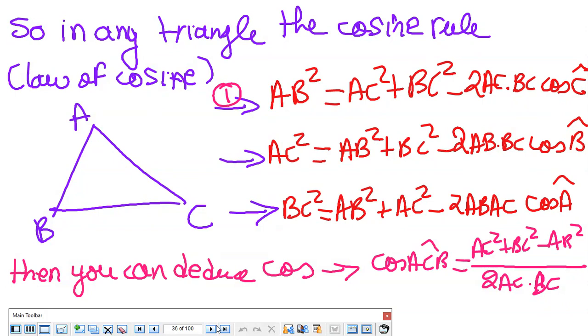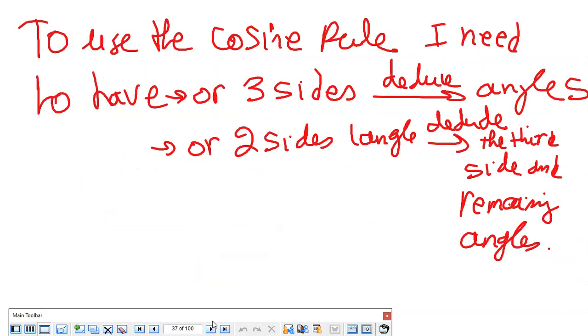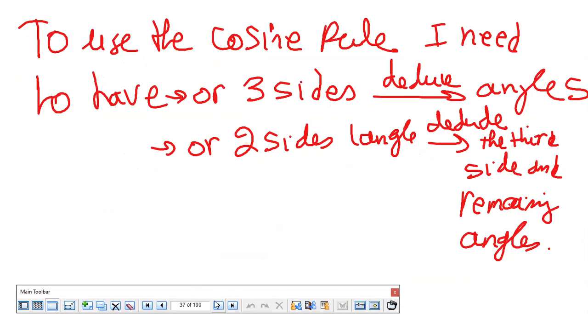To understand this rule more, we'll do some applications. But every time to use the cosine rule, I need to have 3 sides, or I need to have 2 sides given and 1 angle. So they should give me either 3 sides, so I can deduce the angles, or 2 sides and 1 angle, and I can deduce the third side and the remaining angles.